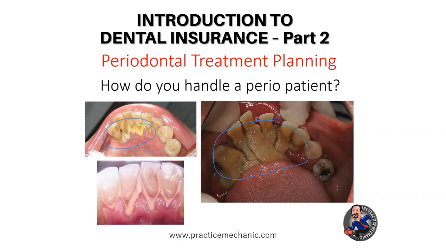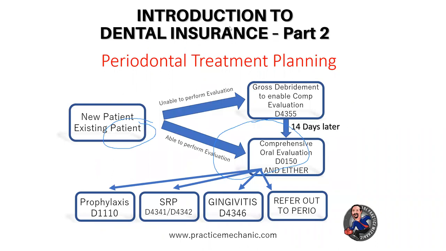If you are not able to do a comprehensive evaluation, the only thing you can do is a gross debridement to enable comprehensive evaluation. There's nothing else you can do. You can't do a prophy. You can't do a scaling and root planing, because in order to diagnose the need for scaling, one of the determining factors is periodontal charting. And if you can't get the periodontal charting because of buildup, you can't diagnose the need for scaling. So the only thing you can do is a 4355 gross debridement. That is it. If you can't do full mouth perio charting on a patient walking in the door, the only thing you can do is a 4355.